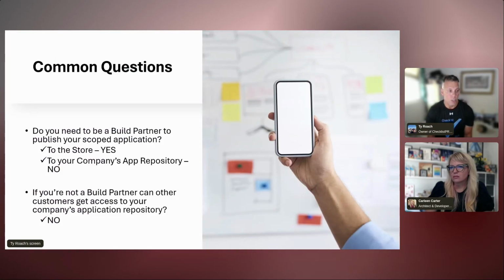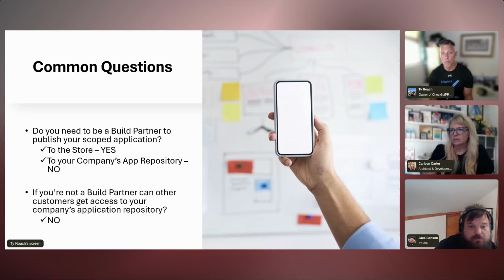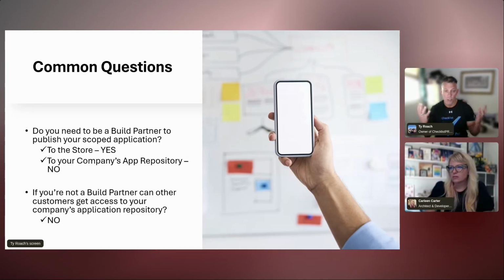What are some common questions? Do you need to be a build partner to publish your scoped application to the store? Yes. To your company's app repository? No. If you're a ServiceNow customer, you have an app repository, and you can publish to it and therefore utilize these protection policies and see them being enforced. If you are not a build partner, can other customers get access to your company's application repository? No. Sorry, that's why you're a build partner, because you can publish things to a store.